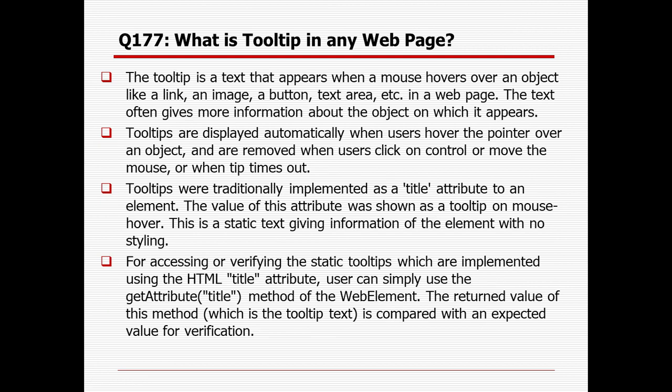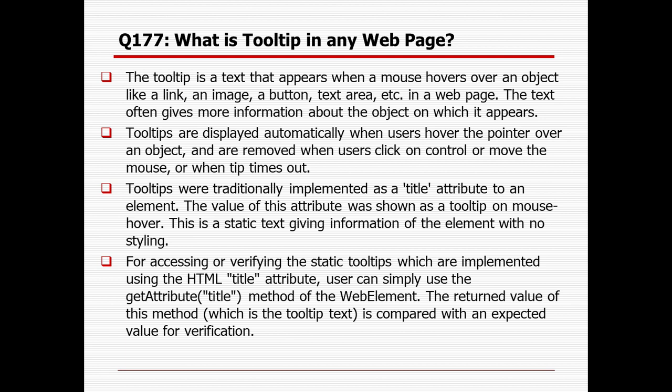What is a tooltip in a web page? A tooltip is text that appears when a mouse hovers over an object like a link, image, button or text area in any web page. The text often gives more information about the object on which it appears. You have already gone through different web pages and seen that if you mouse over an image, button or link, some text becomes visible. That is called the tooltip text.